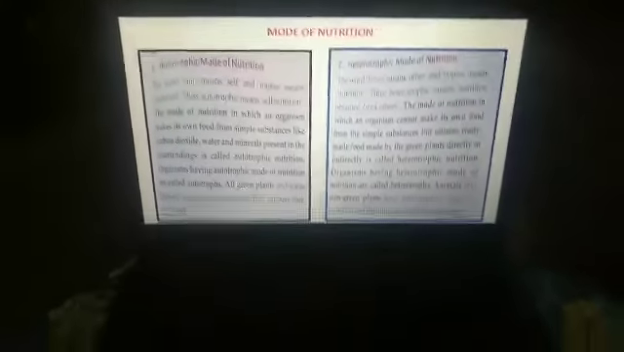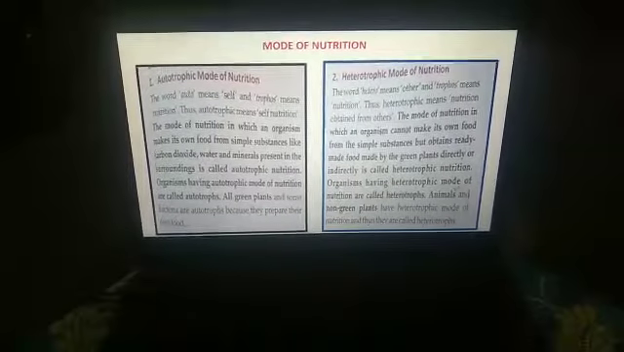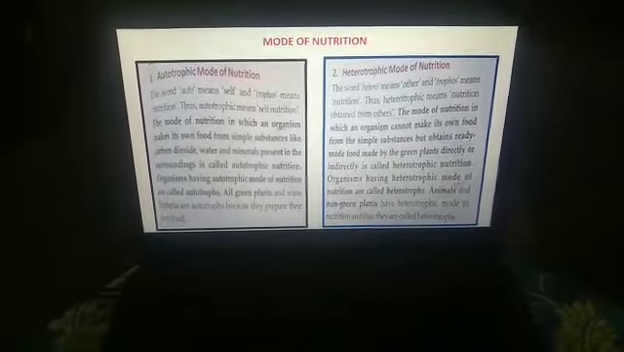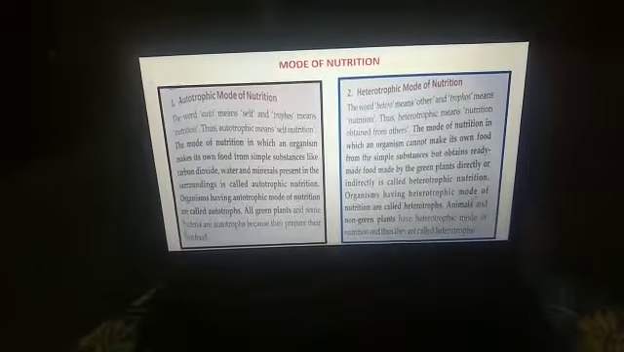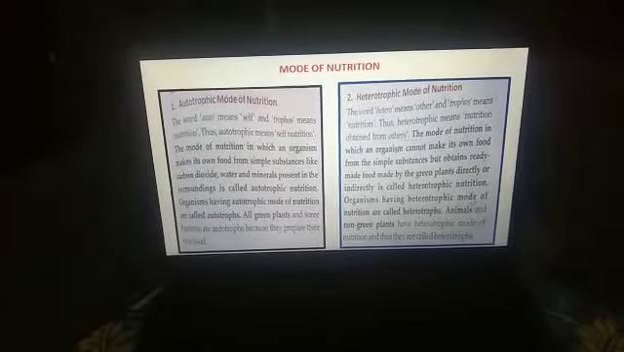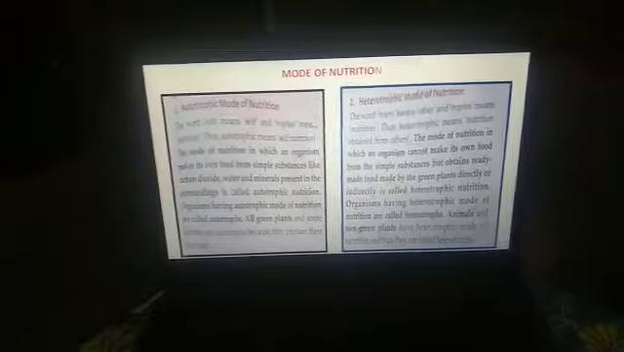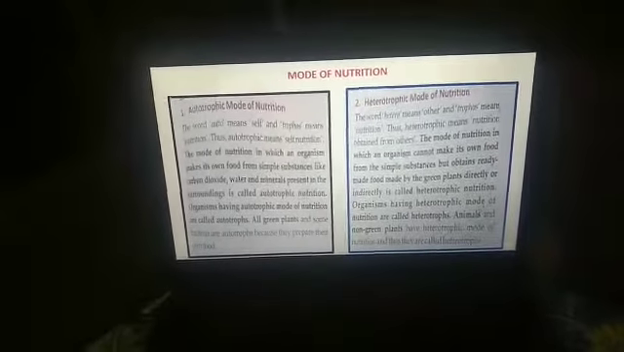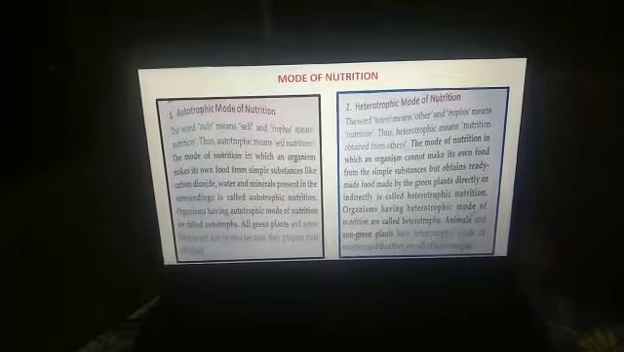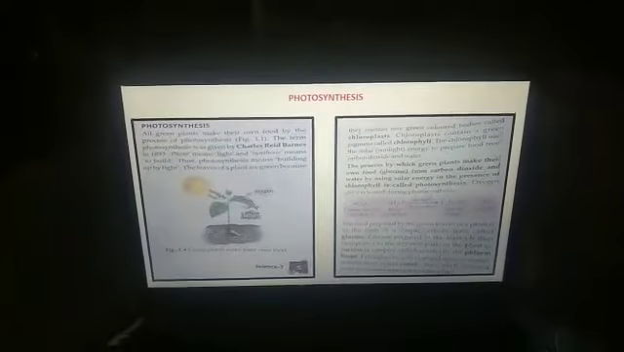Okay, now we will be reading in detail about the autotrophic mode of nutrition and the heterotrophic mode of nutrition. So first of all, in order to elaborate on the autotrophic mode of nutrition, we will be reading about the term photosynthesis, the meaning of the term photosynthesis, what is actually happening in photosynthesis, and what the requirements of photosynthesis are. Okay, so let's begin with photosynthesis.